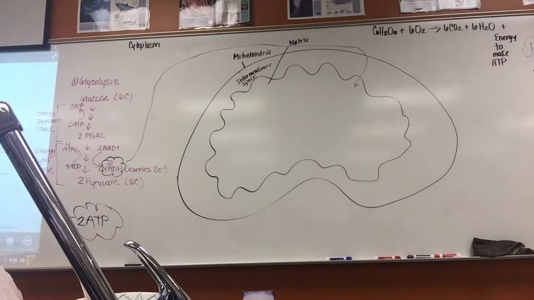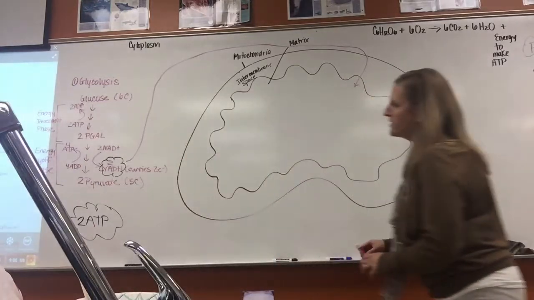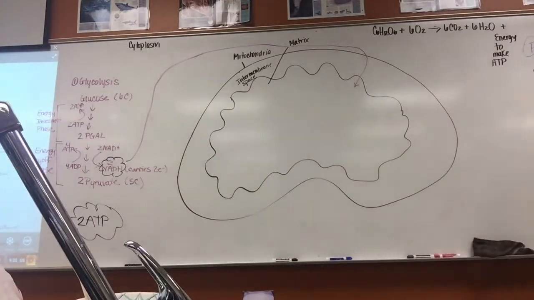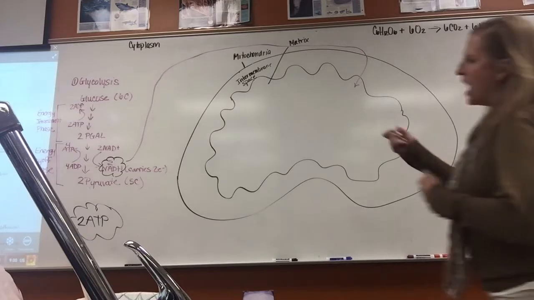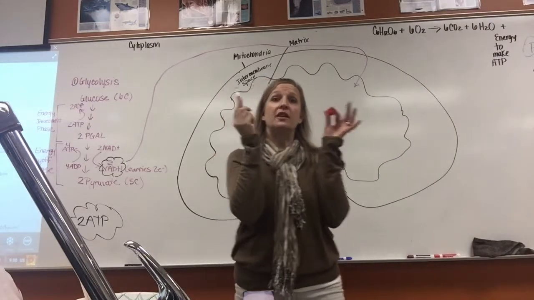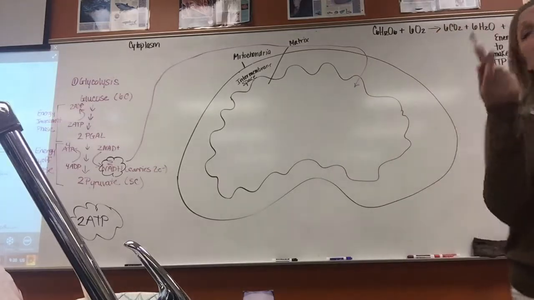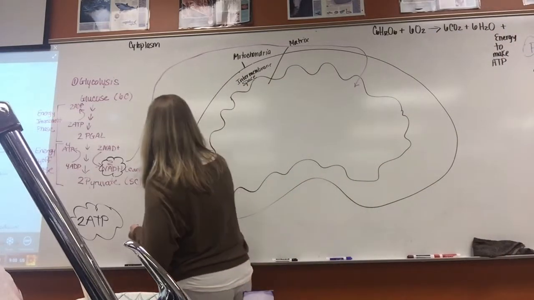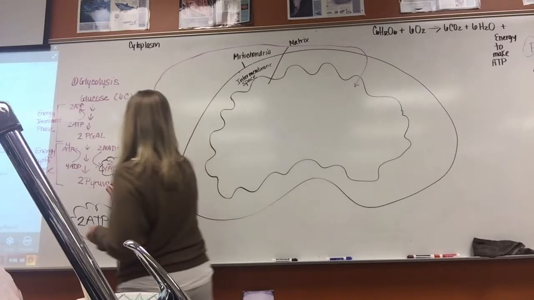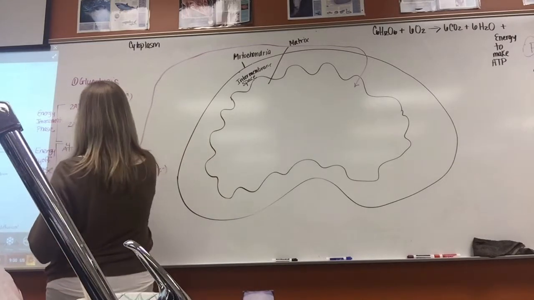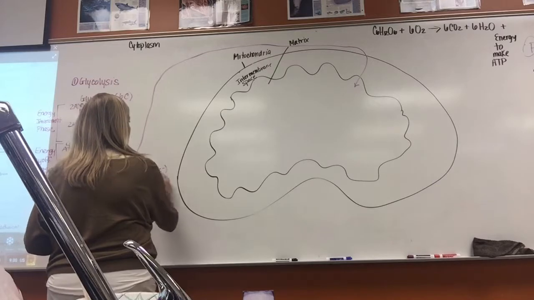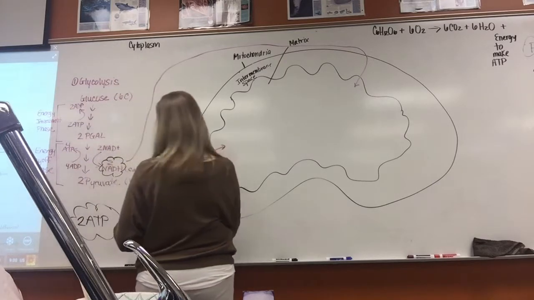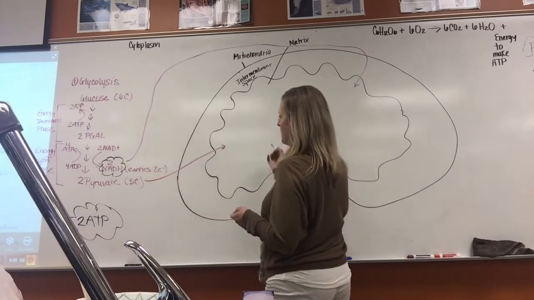Okay, so let's go over what happens next. So this is the link reaction. These pyruvate are going to, I'm going to pick a different color for the link reaction. I'm going to pick red. You can pick whatever color you'd like. And those pyruvate that are the end of glycolysis are now going to come into the mitochondria.